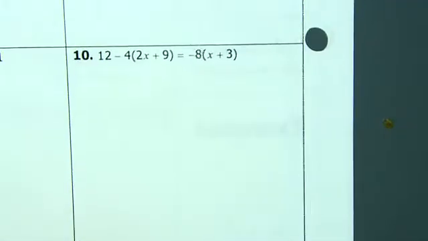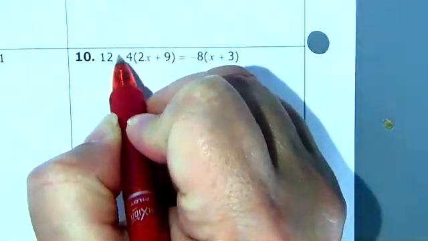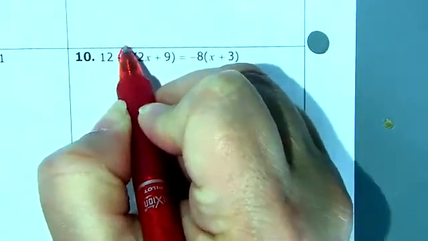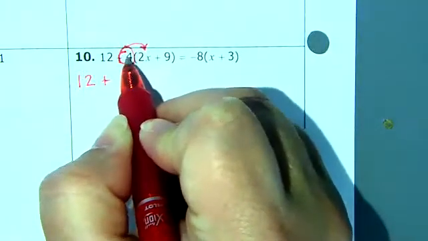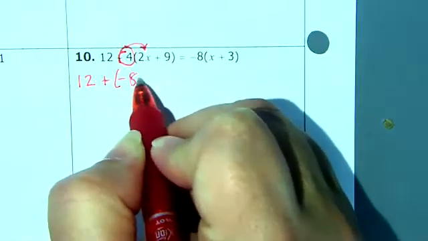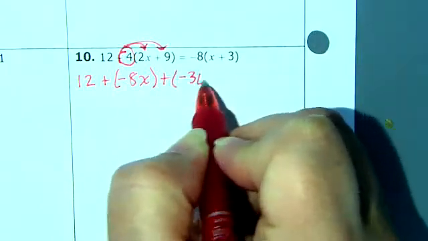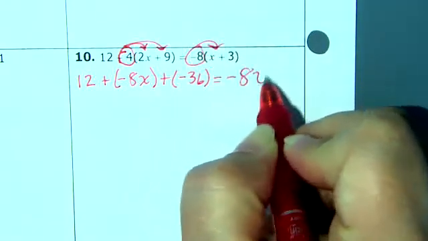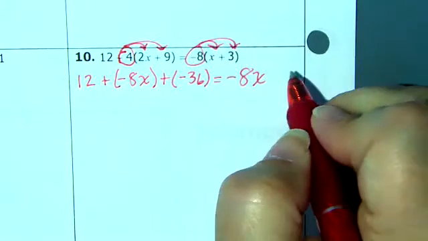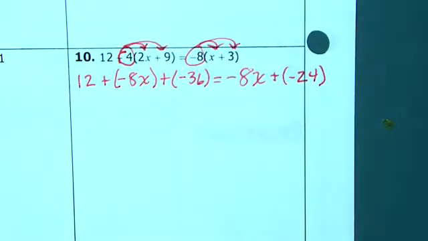So moving right along, number 10. I chose this one because I wanted to make sure that we understood this is 12 minus 4. I have to do plus a negative because I've got to distribute the negative to everything inside here. So I'm now going to have 12 plus negative 4 times 2x. That's going to give me a negative 8x. Then I have negative 4 times 9, so that's going to give me plus negative 36, equals distributing the negative 8. So that's going to give me negative 8x. Negative 8 times 3, so that's going to give me plus negative 24.